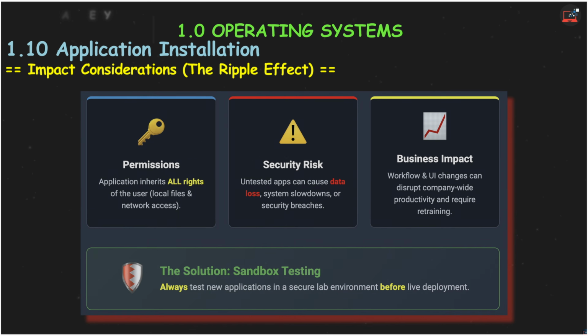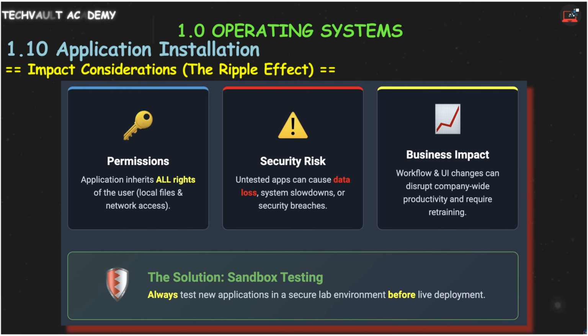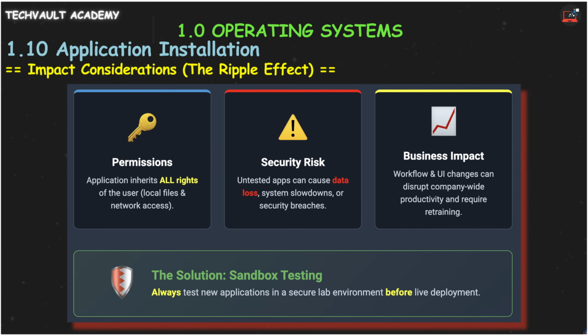First, an application inherits the exact same permissions as the user who installs it. This gives it access to local files, network drives, and services. A poorly coded or malicious app could cause chaos. Second, a new application can disrupt business operations. A new user interface could slow down workflow for thousands of employees. Because of this, new software is almost always tested in a sandbox environment first to identify and fix problems before they can impact the entire company.